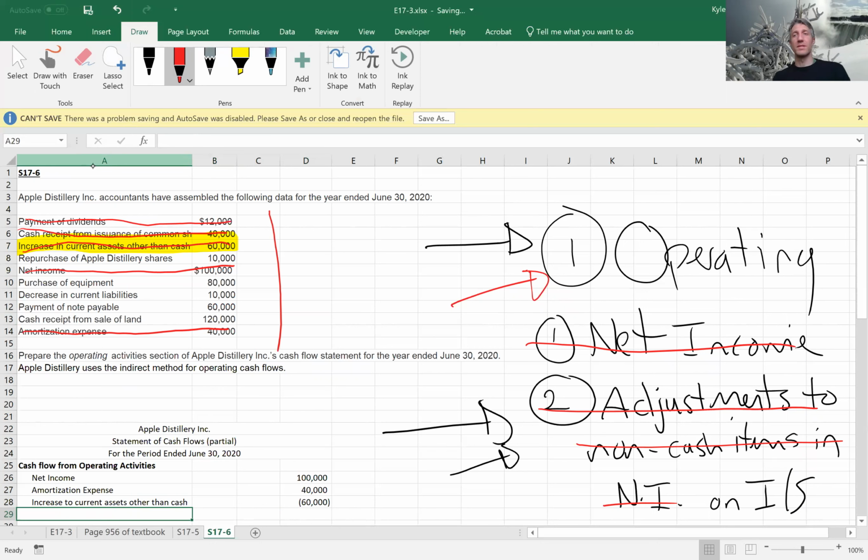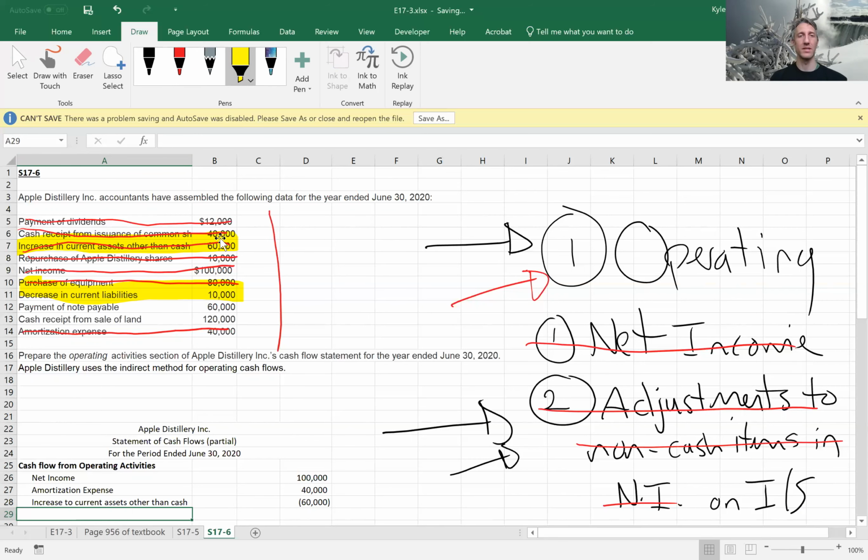Repurchase of Apple Distillery shares. Now remember, issuing and purchasing shares is a financing activity, so it's not going to be included within the operating activity section. Purchase of equipment next is an investing activity, so it's not going to be included here. But then we have this decrease in current liabilities.